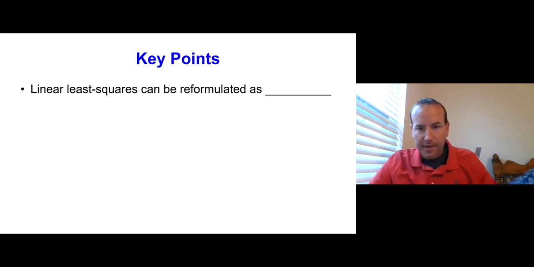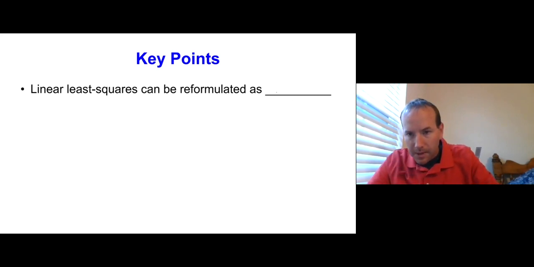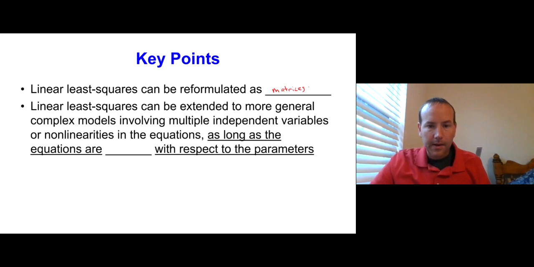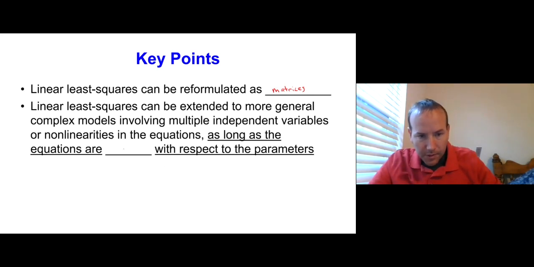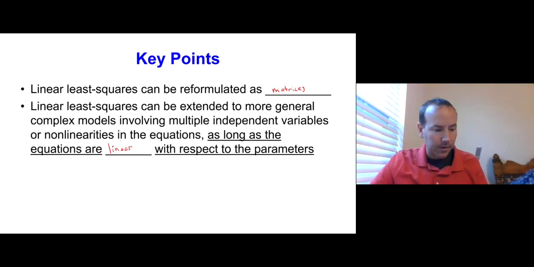So some of the other key points from that is that we were able to formulate our problems as matrices. And these linear least squares models could be extended by general linear least squares to equations with multiple independent variables. That's like the surfaces or nonlinearities in the equations, as long as the equations are linear with respect to the parameters. And that's a very important property, being linear with respect to those parameters.